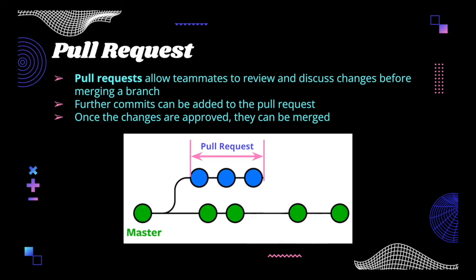You can also make a pull request once you've made a branch. The pull request allows teammates to review and discuss changes between the start of a branch and the end of it before merging the branch. During this pull request, further commits can be added. And once the teammates are finished discussing and the changes are approved, then the branch can be merged to the main line.